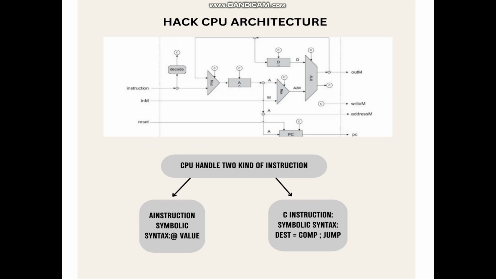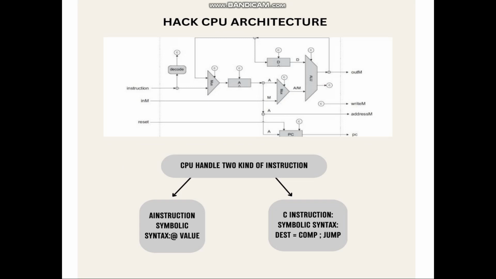So, here we have a description of the computer hardware in the loop integration platform CPU, which is basically a digital circuit that can execute instructions to perform various operations. The CPU consists of several components, including input and output registers, multiplexers, and functional units, such as the arithmetic logic unit, PC, which stands for program counter, and registers for storing data. The input registers instruction and reset receive input data, and the outputs outM, writeM, addressM, and PC provide output data.